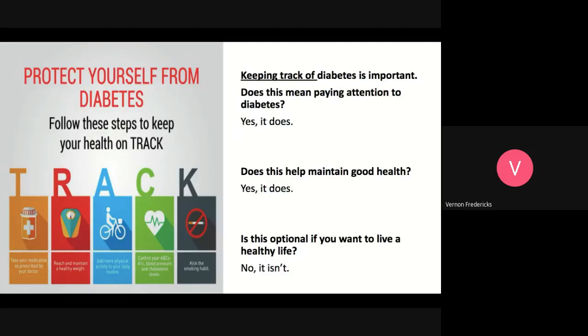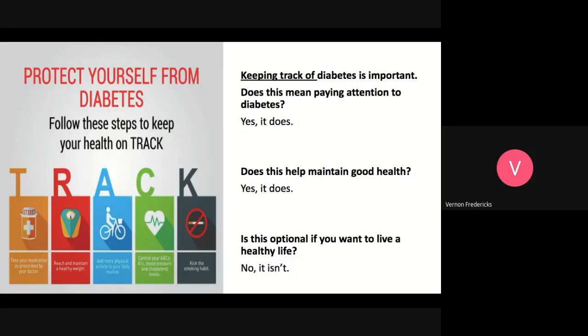Take your medication. Be a good weight. Do exercise. Yeah? Control your blood pressure and eat healthy, and don't smoke. So what does keep on track mean? Keeping on track means you check if everything is okay. Yeah, you have to check if everything is okay, that you are on the right road to be and live a healthy life.